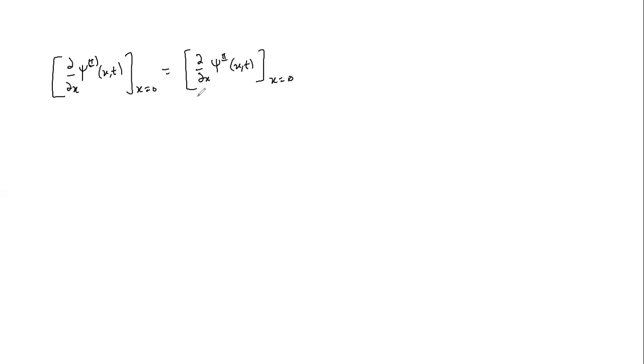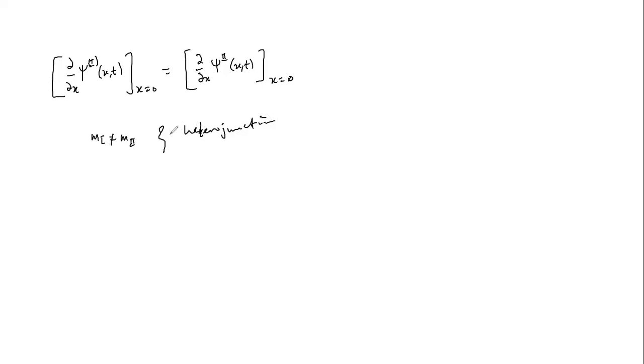It should be noted that when the effective mass of the particle changes across the boundary, that is, m sub 1 is not the same as m sub 2, the mass of the particle in region one is not the same as the mass of the particle in region two, then we have a heterojunction between the two different semiconductors. It will therefore be the spatial derivative of the wave function divided by the effective mass that must be continuous across the boundaries.